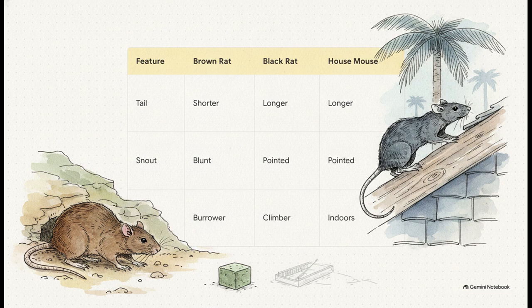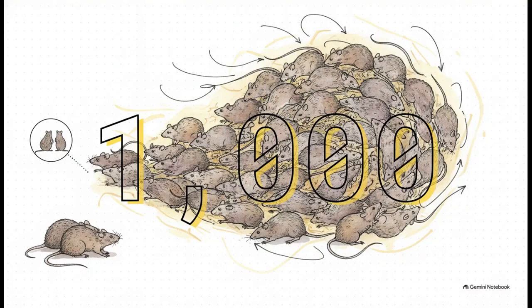Meanwhile, the brown rat is strictly a ground-level burrower. Think about what happens if you misidentify a black rat and lay all your bait traps on the ground. You are completely wasting your time. That rat is literally up in the rafters laughing at you while your very expensive treatment just sits untouched on the floor. And here's exactly why that behavioral profiling has to be spot on from day one.